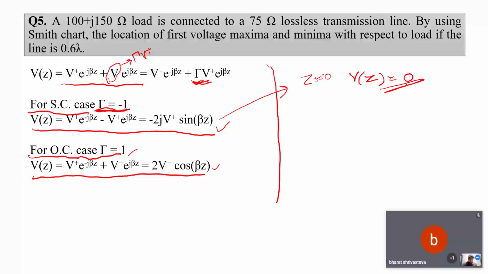Whereas in case of the open circuited line, when z is equal to 0, this becomes 2V plus. So from here we can conclude that for a short circuited line there is a possibility of voltage minima, whereas for an open circuited line there is a possibility of voltage maxima. Let us now see this problem by using a Smith chart.